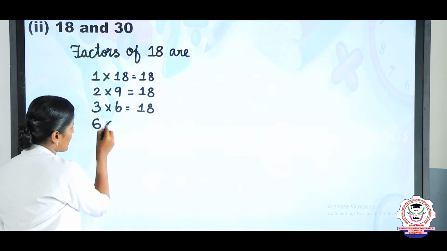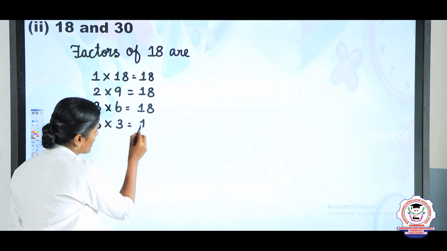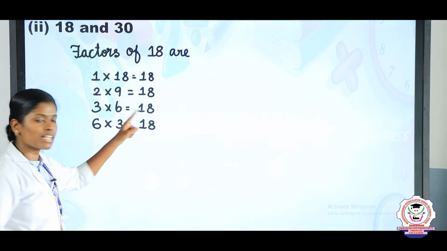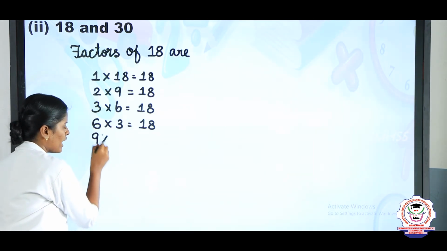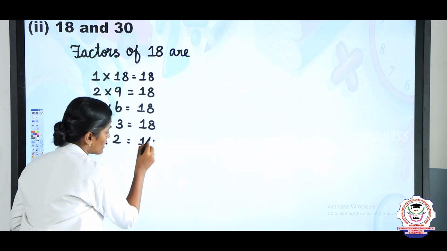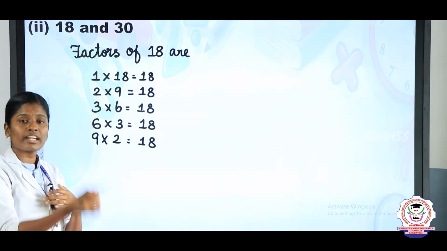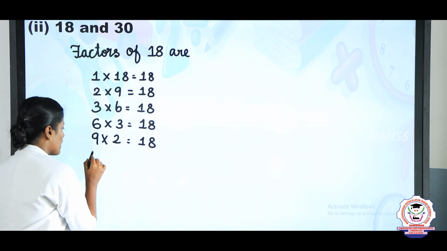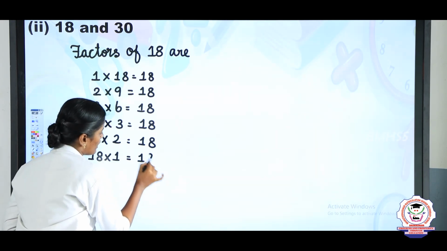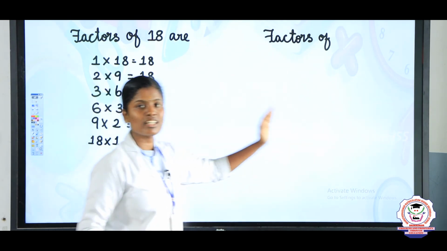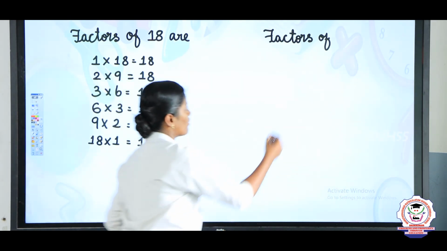6 3s are 18. Then the numbers will repeat. So listen here. 3 6s are 18, 6 3s are 18, 9 2s are 18, and 18 1s are 18. So write here 18 1s are 18. Next, the factors of 30.